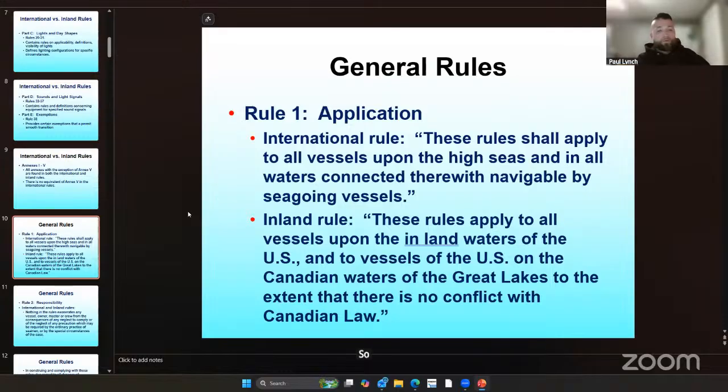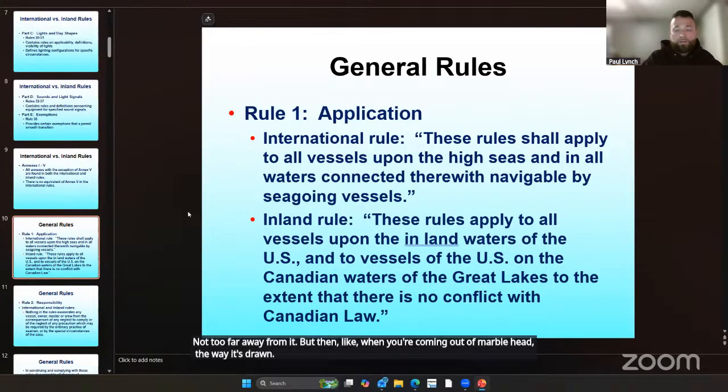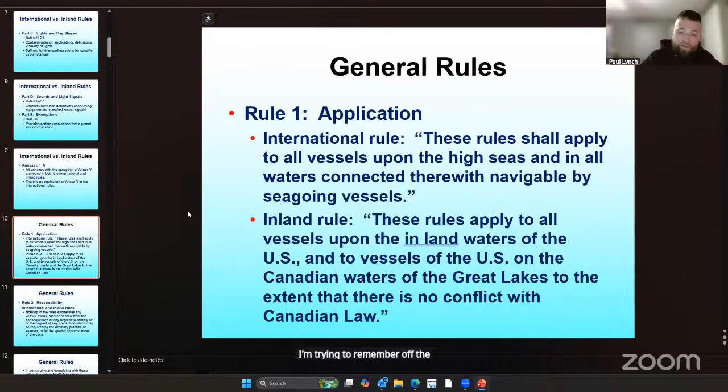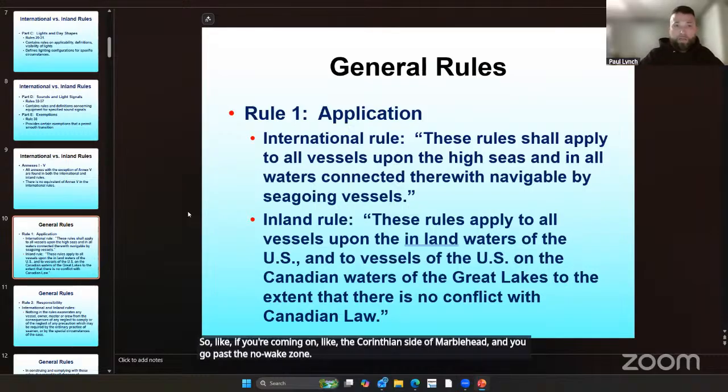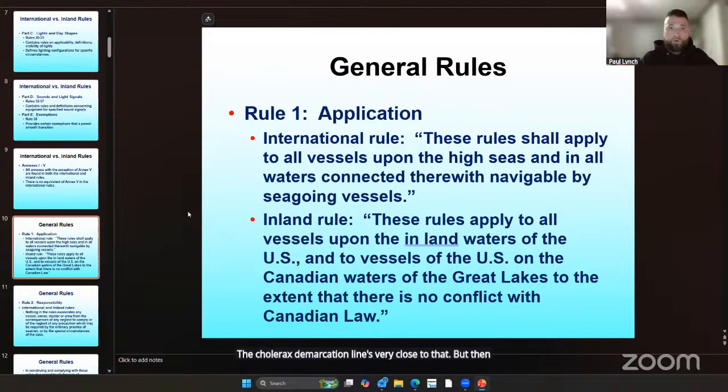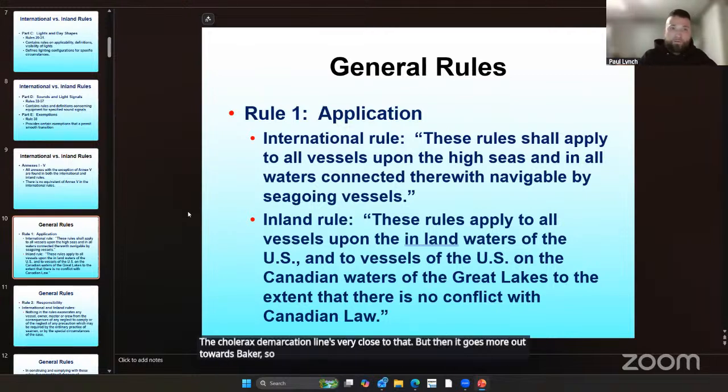So if you're coming out of Salem, the Colorado demarcation line is inland of Baker's Island, not too far away from it. But when you're coming out of Marblehead, the way it's drawn, if I'm remembering correctly, it's pretty close at the beginning. It starts right at the no wake zone, but then it's drawn out towards Baker's Island. So if you're coming on the Corinthian side of Marblehead and you go past the no wake zone, the Colorado demarcation line is very close to that, but then it goes more out towards Baker. If you're coming off the other side where the main channel is, it's much farther away.